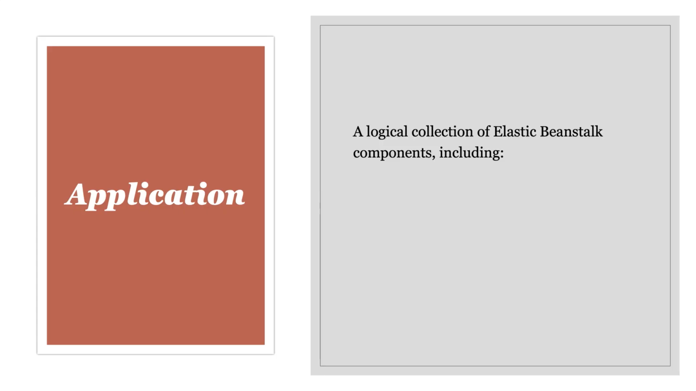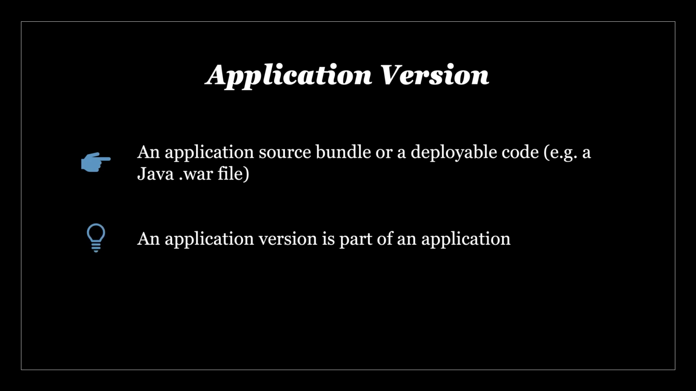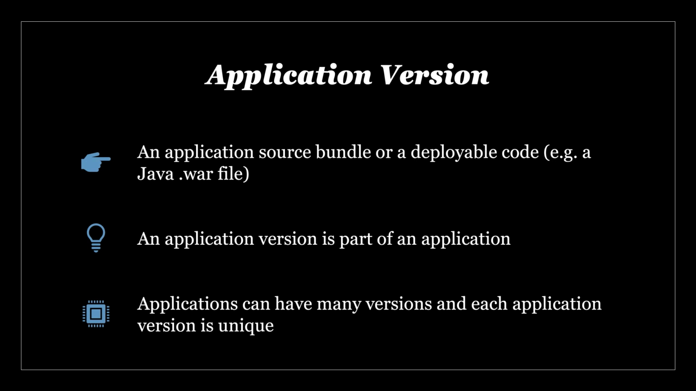Let's start with the application. An application is a logical collection of multiple Elastic Beanstalk components, including environments, versions, and environment configurations. Then we have the application version. It is an application source bundle, or deployable code, for example, a Java WAR file. You make use of the application version, a package, a source bundle, or a piece of code, to deploy your applications. An application version is a part of an application. Applications can have many versions, and each application version is unique.